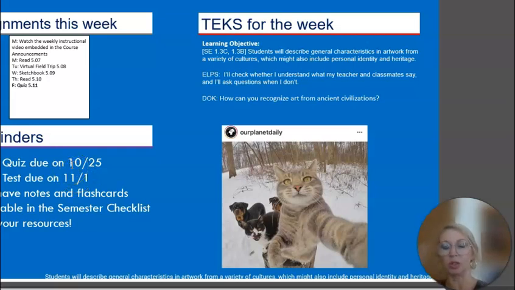Use your resources. Our learning objective for this week is that students will describe general characteristics in artwork from a variety of cultures, which might also include personal identity and heritage. The DOK: how can you recognize art from ancient civilizations?